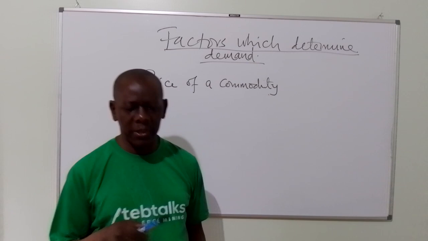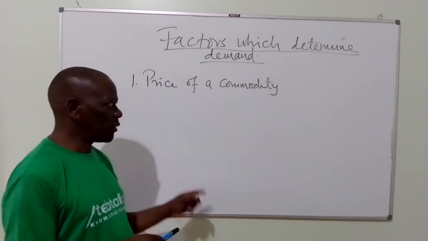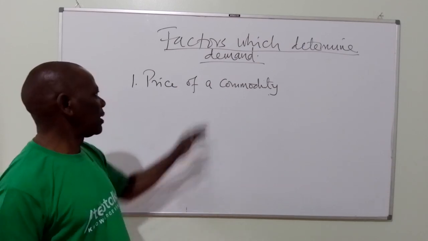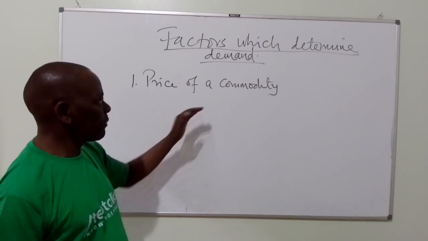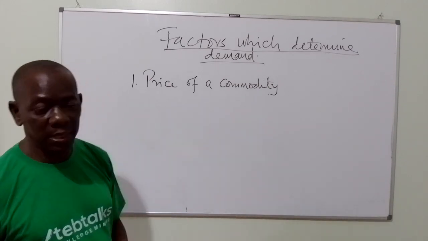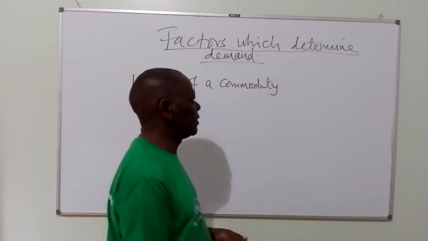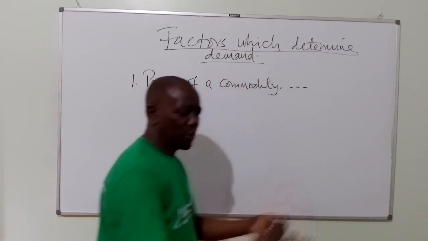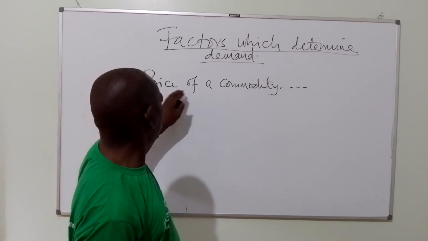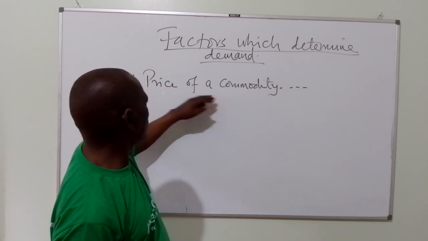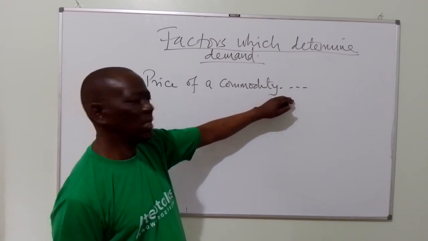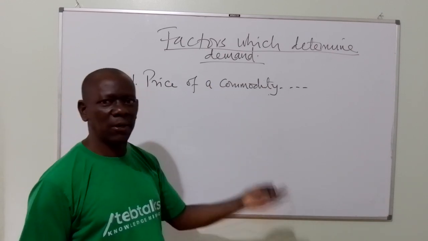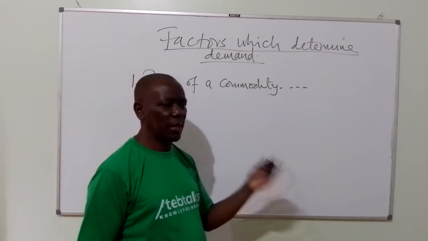The price of the commodity which is in question will determine the demand. And here the explanation is very easy. The price of the commodity follows the demand law. That is, the higher the price, the lower the demand. So this one, you state the demand law as it is. When you put this point there, you will start with it. You say price of the commodity, and you just say this follows the demand law, which says the higher the price, the lower the demand. The lower the price, the higher the demand.